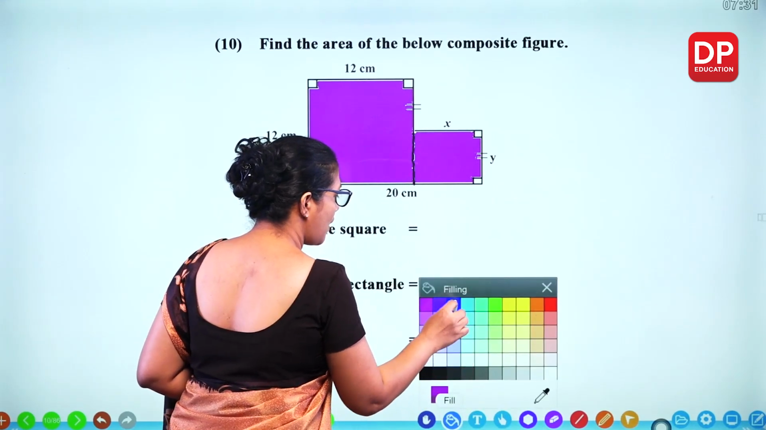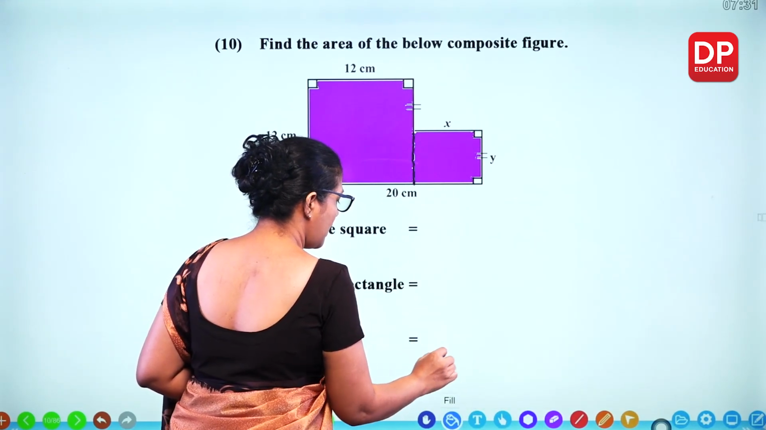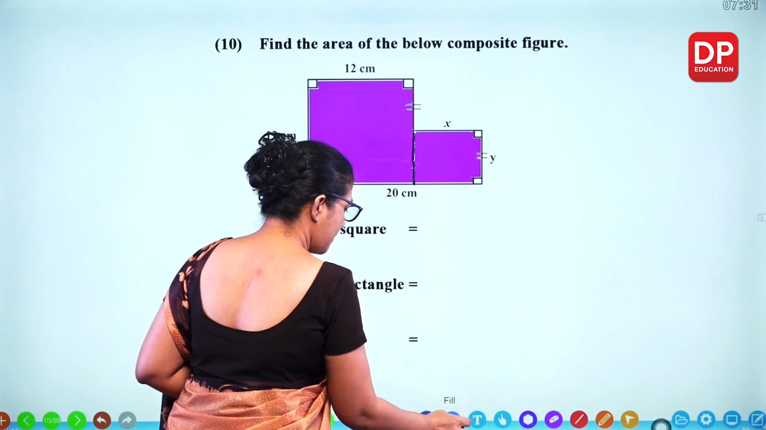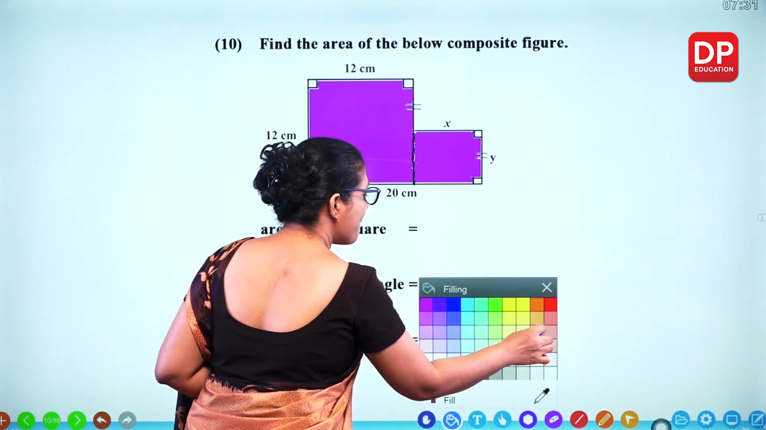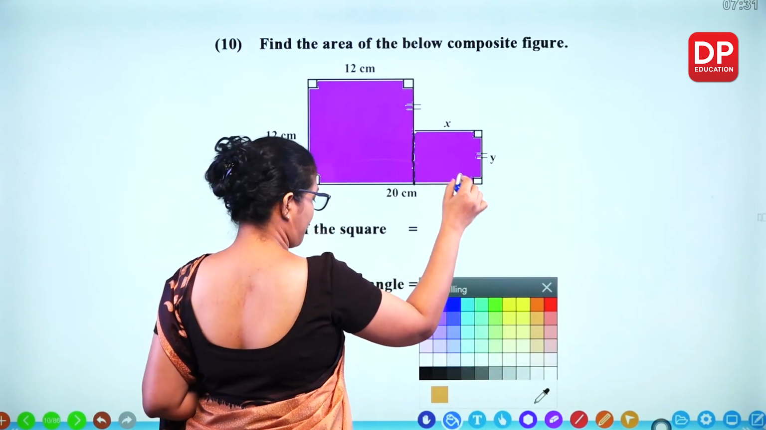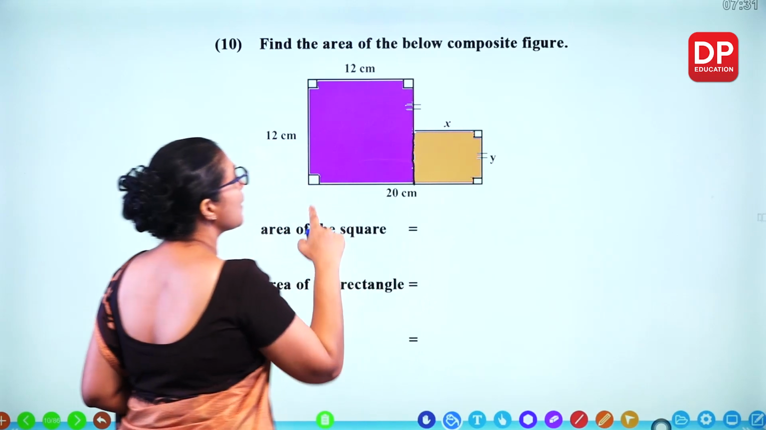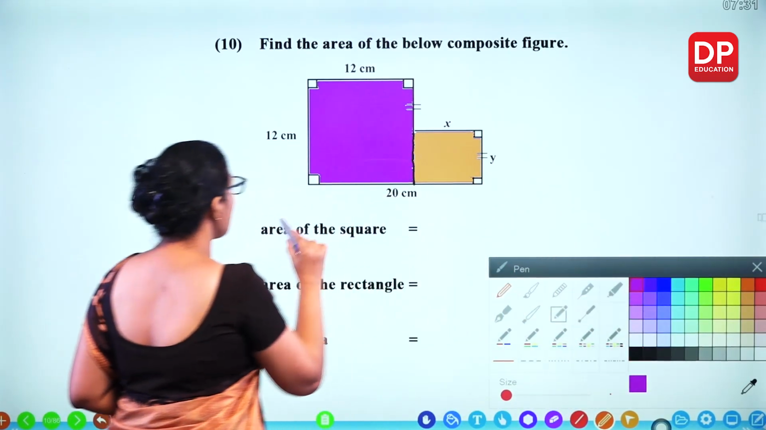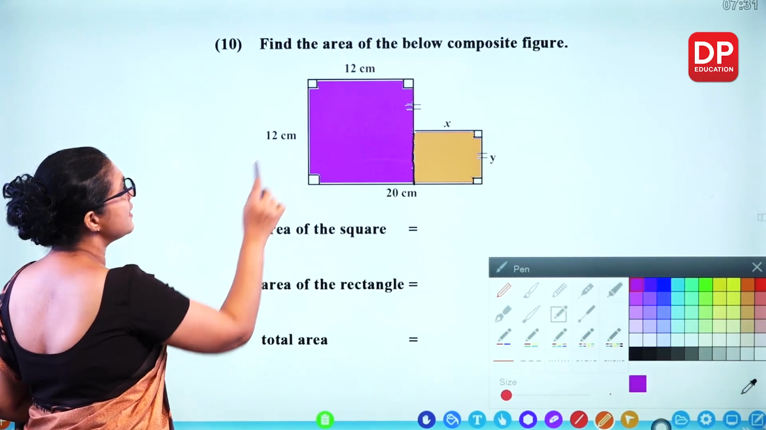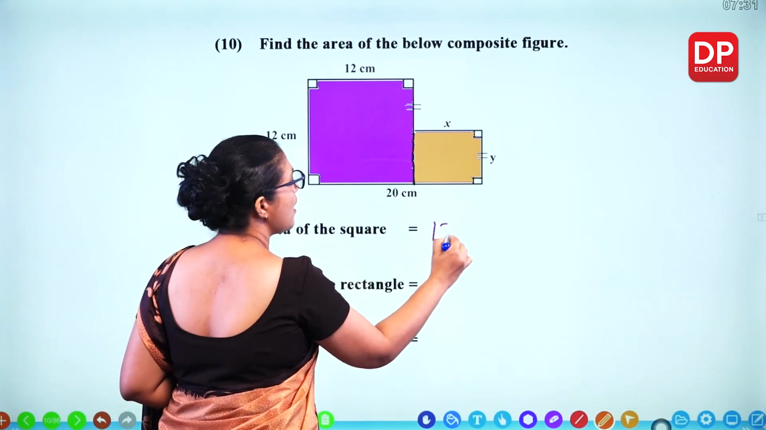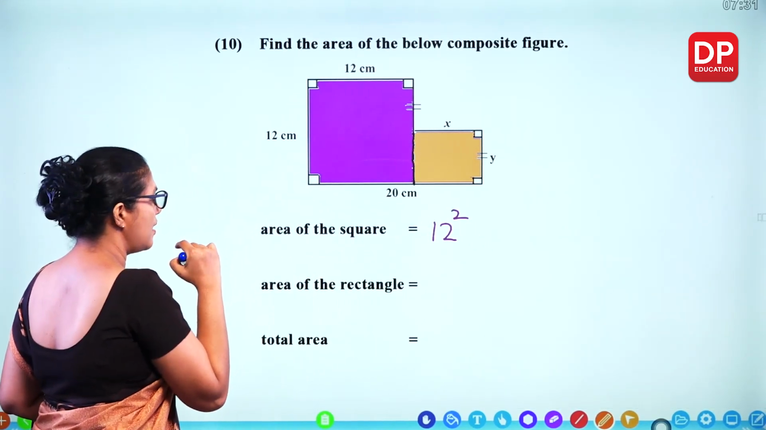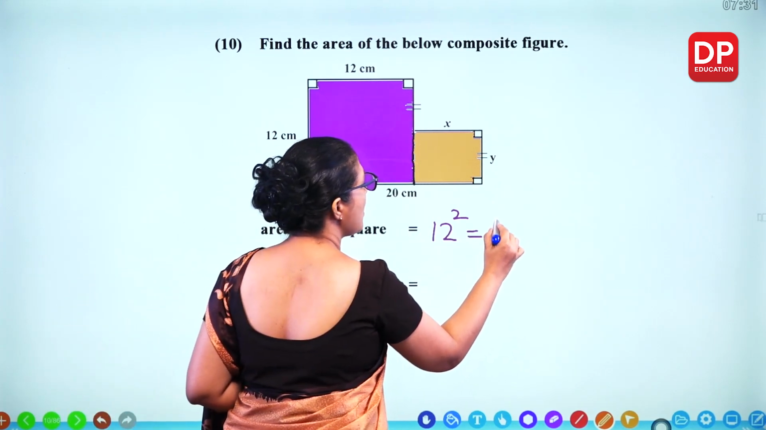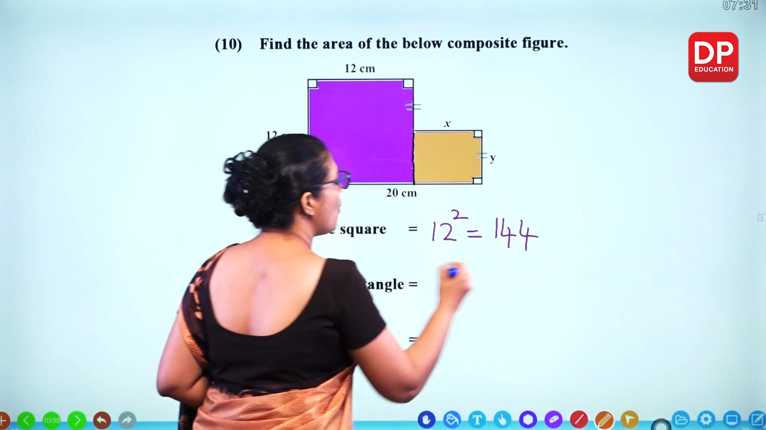And I need to find out only the square first. Area of the square, what's the side length? 12 is the side length. 12 squared is the area. That means 12 times 12, 144.